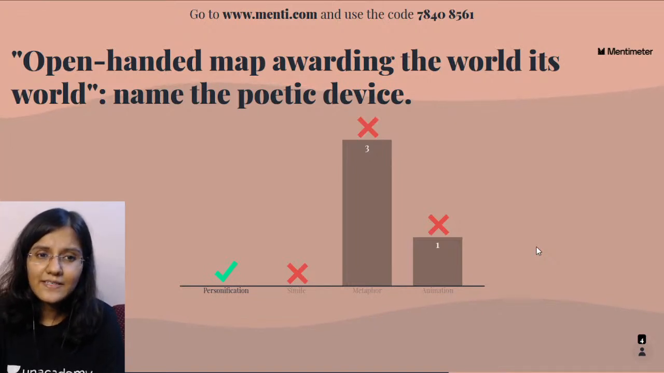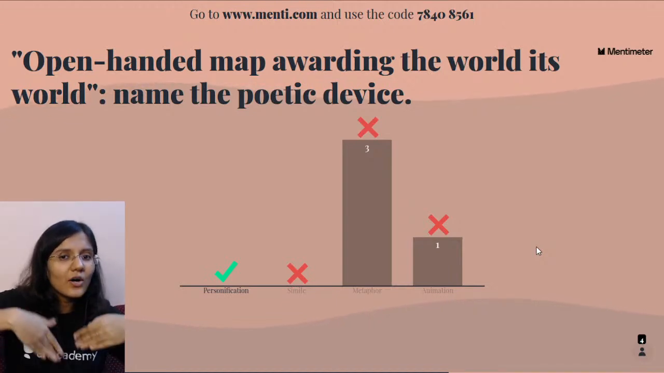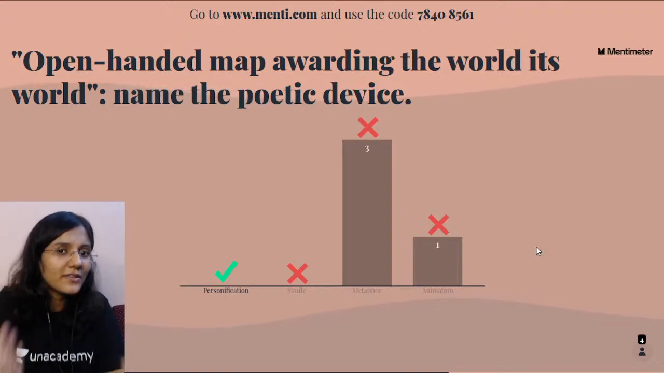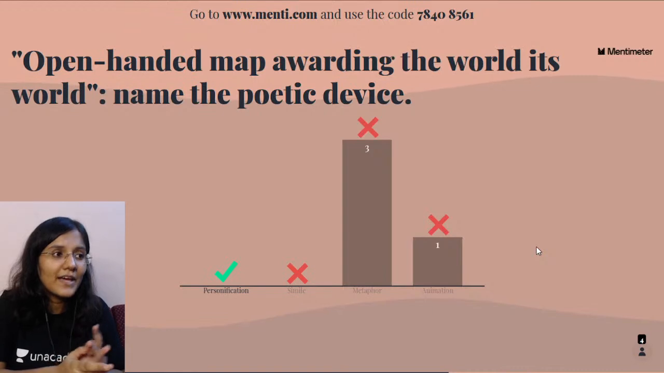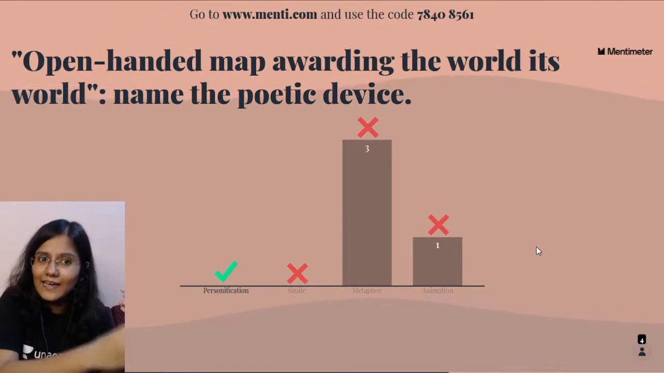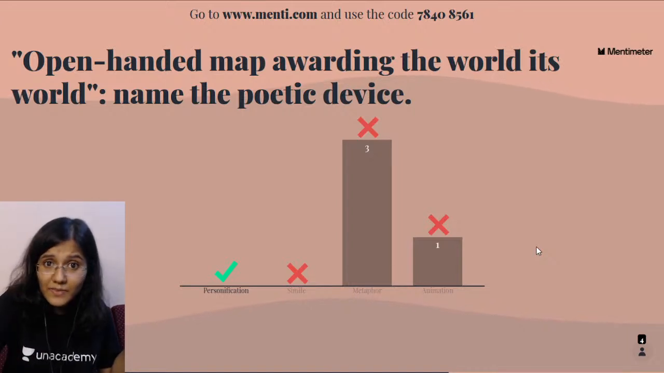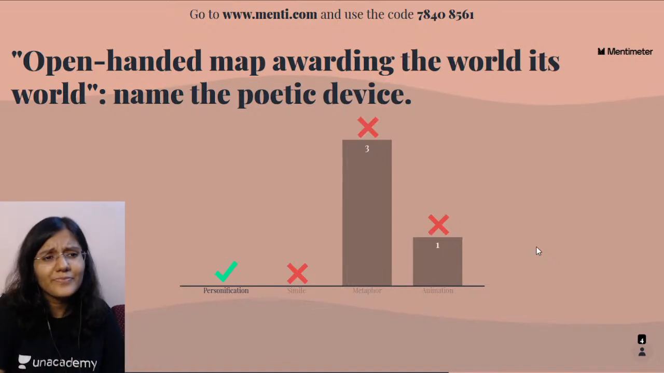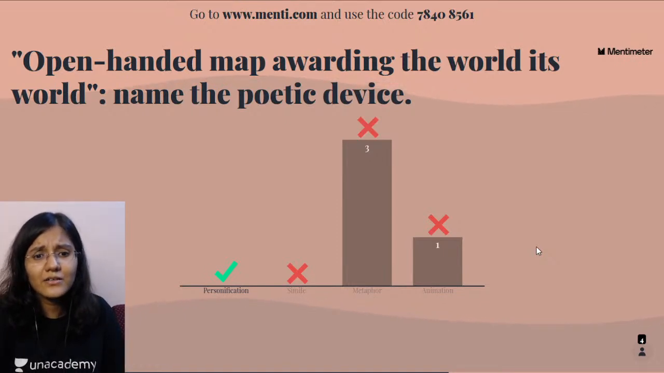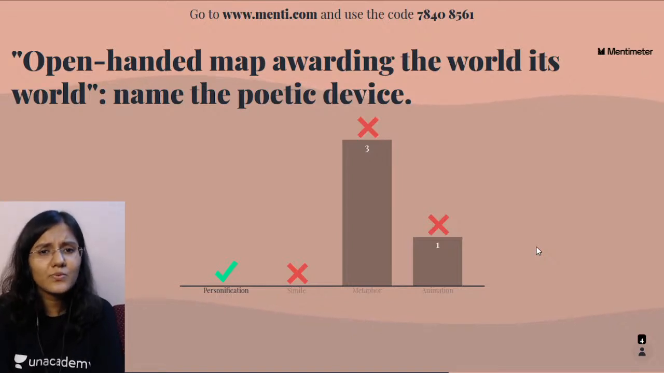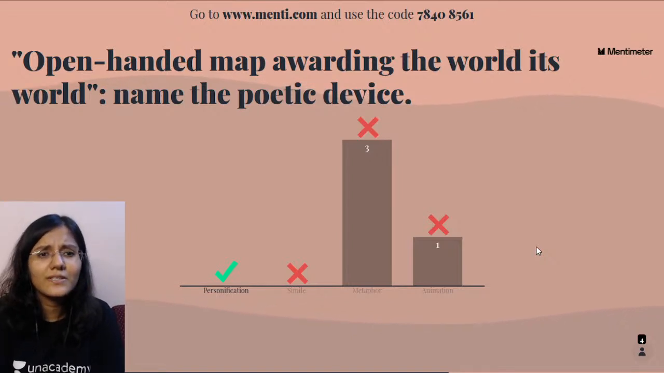The poetic device here is actually personification, because we have a map that is awarding something to the world, and maps can't award things to anything, right? It's an inanimate object, and yet it's being given this lifelike characteristic where it can award something. And so what's happening there is personification. This isn't actually a metaphor at all either. It's awarding the world its world, so it's giving the world its world.